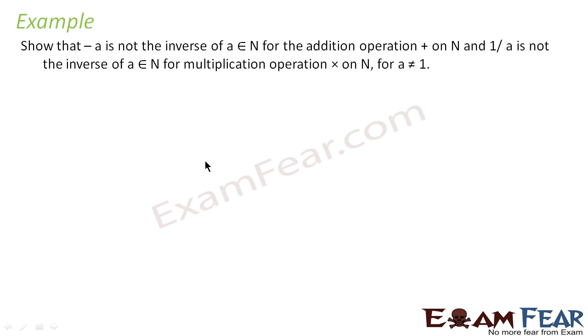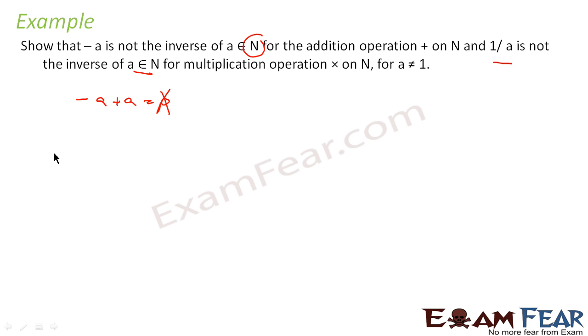We have to show that minus A is not the inverse of A on natural numbers for the addition operation, and 1 by A is not the inverse of A for natural numbers. Logically also, if you take minus A and add it with A, you get 0. But 0 is not even a natural number, so this doesn't exist. Correct? So that means minus A is not the inverse.